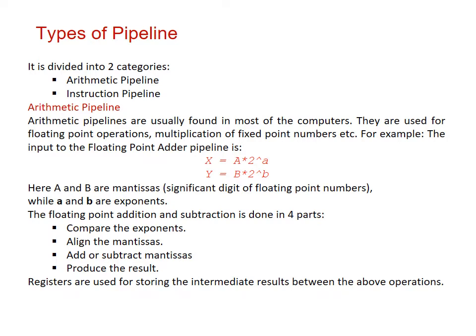For example, the input of the floating point adder pipeline is X = A × 2^a and Y = B × 2^b. Here A and B are mantissas. Mantissa means the significant digits of floating point numbers, while a and b are exponents. The floating point addition and subtraction is done in 4 parts: compare the exponents, align the mantissas, add or subtract the mantissas, and finally produce the result. Registers are used for storing the intermediate results between the above operations.